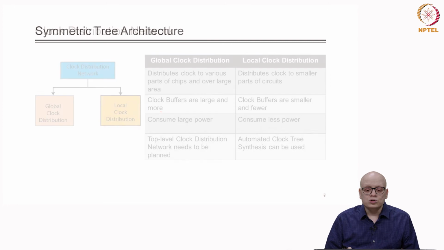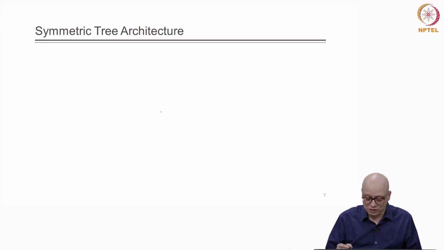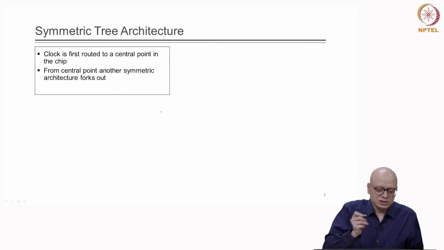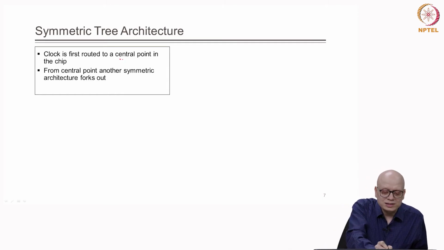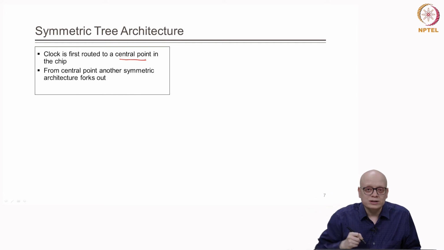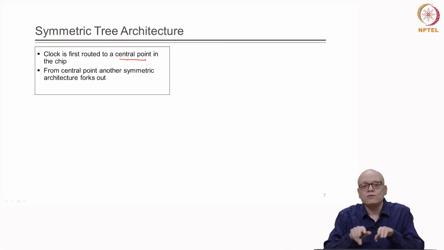So, now let us look into how the global clock distribution network is created. Typically we create the global clock distribution network in a symmetric manner, or in a symmetric tree form, which is one of the ways in which we can implement it. In the symmetric tree architecture, the clock is first routed from the clock source to a central point in the chip, and from the central point another symmetric architecture forks out.